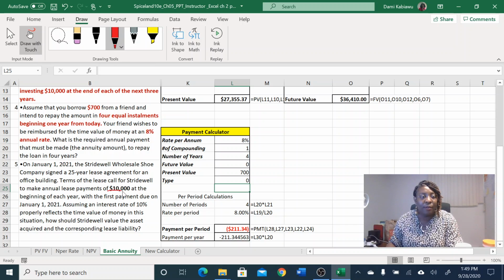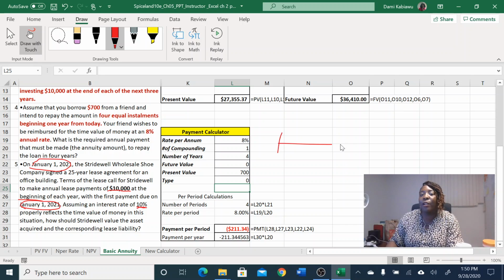So $10,000, very important. Beginning, it's an annuity due, with the first payment due January of 2021. So first payment is due exactly the first day of the lease. Assuming an interest rate of 10% properly reflects the time value of money in this situation, how should Stridewell value the asset acquired and the corresponding lease payment? Well, if you value the lease, you have the value of the asset. We know that the lease is a 25-year lease.